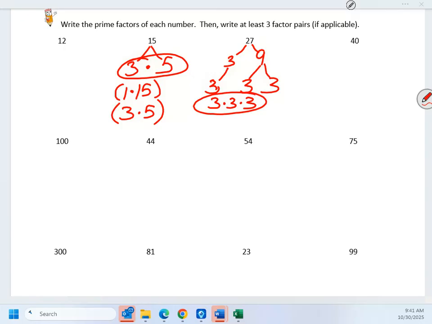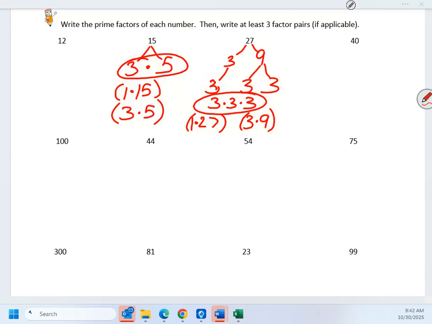Am I done? Can I move on to 40? Why not? Rhoda? I need my factor pairs. So what are some factor pairs for 27? Alex? 1 times 27. What's another one? Michael? 3 times 9. Do we have any more? Nope, I only have 2 for this one. Okay. So you have to list as many as you can up to 3. Some of these might have more than 3 factor pairs. You only have to list at least 3 of them.